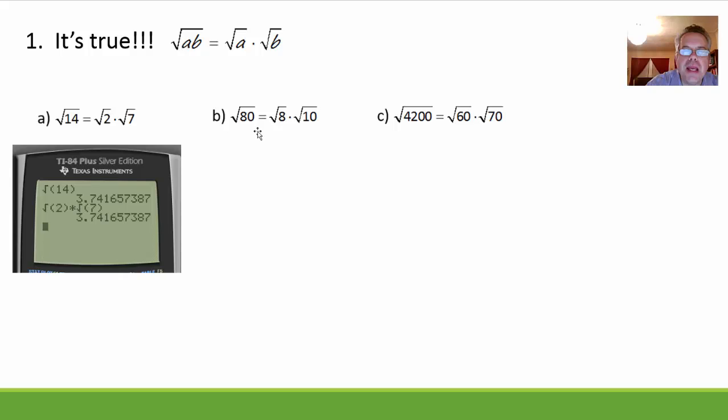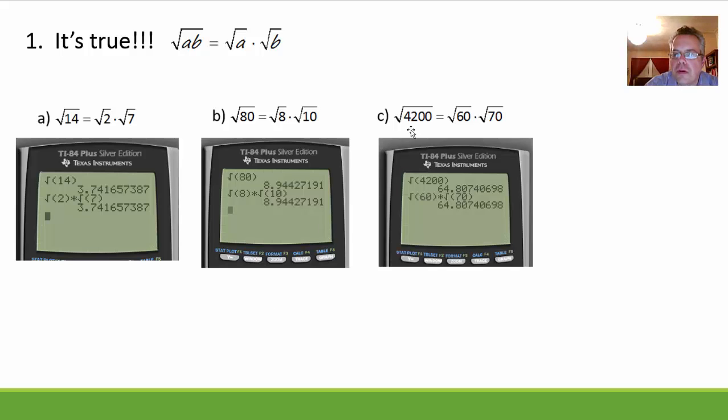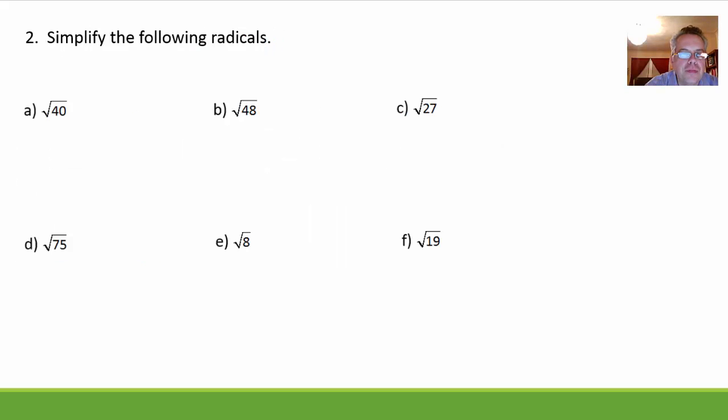On the next one, 80 is 8 times 10. So sure enough, the square root of 80 is the same as the square root of 8 times the square root of 10. Okay, we can do this all day. 4,200 is equal to 60 times 70, and sure enough, the square root of 4,200 is the square root of 60 times the square root of 70. Both of them give you the same decimal. All right, so like I said, you can do that all day. It's going to be true.